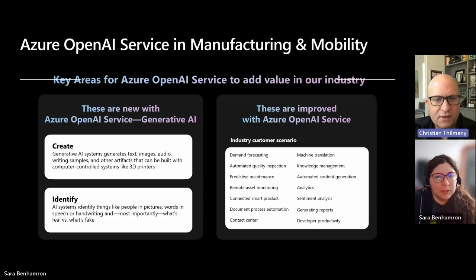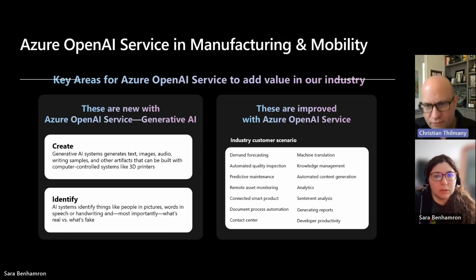And then, of course, identifying things like people and pictures and words, helping transcribe speech or even handwriting. This is about getting to the point and allowing OpenAI to help you identify things much, much faster. Becoming an assistant, and Copilot is one of those examples you've heard from Microsoft.